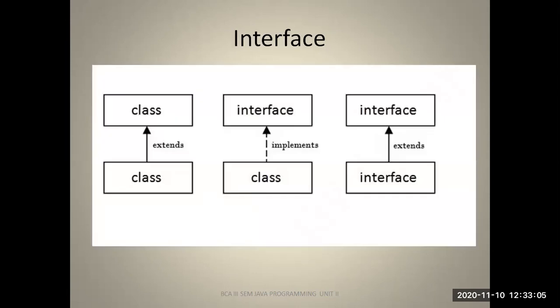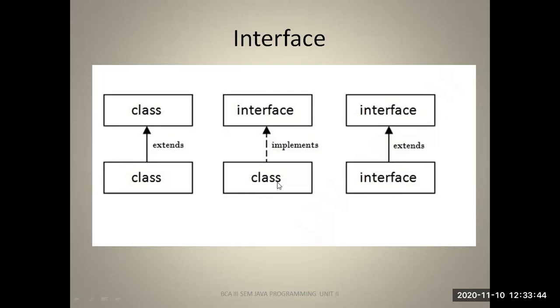So this is what I want to say clearly: classes can be extended. One class to another class, extension is possible. Class to an interface, implementation is possible. Interface to interface, extension is possible. I think it is clear from this diagram that a class can extend another class, a class can implement an interface, and an interface can extend another interface. But implementation is not possible. An interface cannot implement another interface.